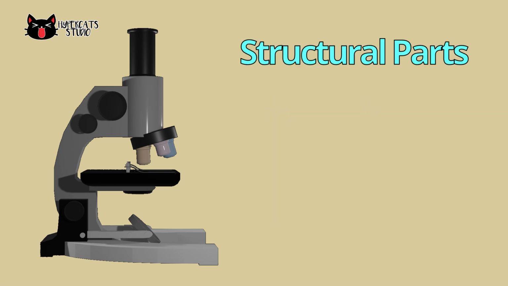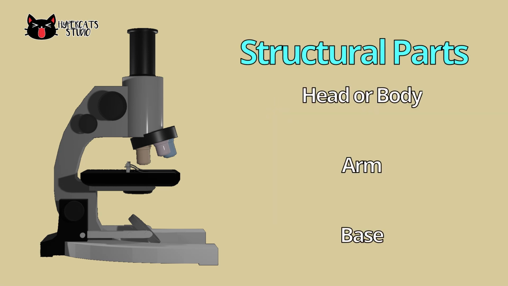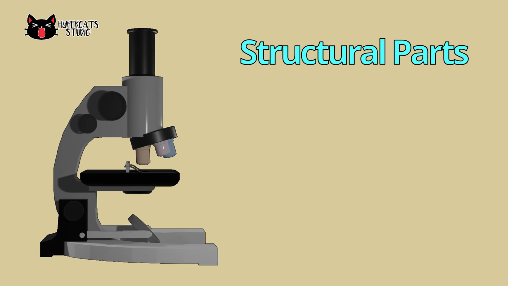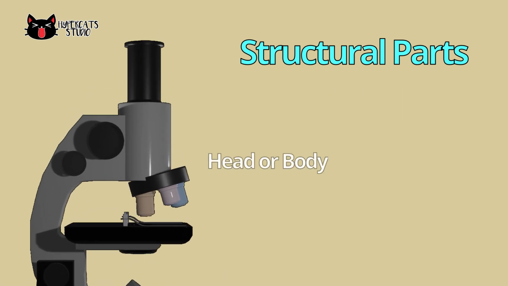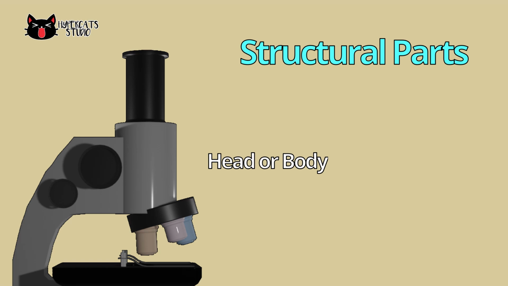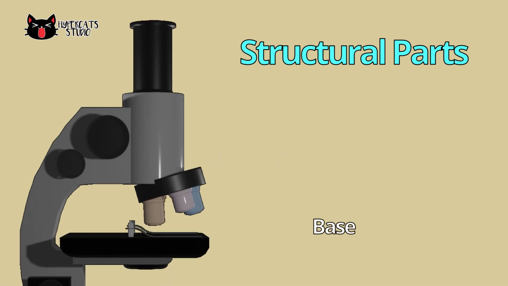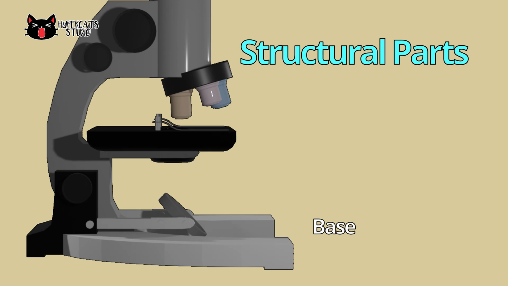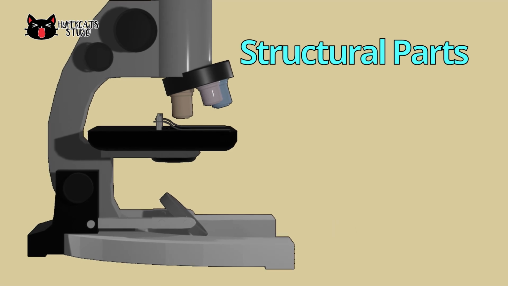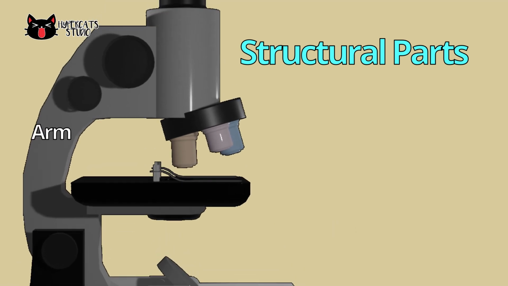The structural parts of a microscope are the head, base and arm. The head or body holds the upper part of the microscope where the optical parts are present. The base supports the microscope and carries the illuminator. The arm connects the base and the head, and the eyepiece tube to the base.